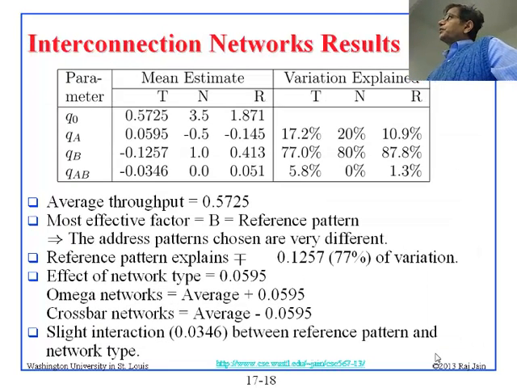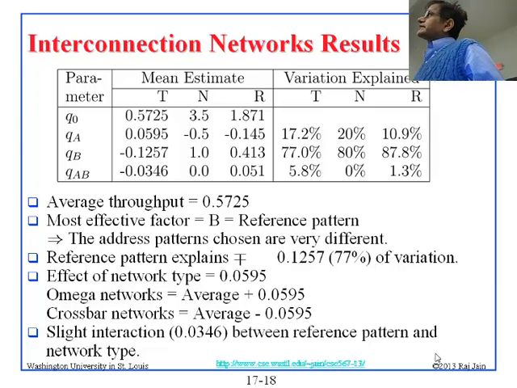If you did it for throughput, you will get q0 as 0.5725, qA as 0.0595, and qB as -0.1257, and qAB is this one, right? Let's concentrate on throughput for a minute. This one says the average performance is 0.57. The effect of A is 0.0595, the effect of B is -0.1257, and the effect of AB. What is AB? Interaction, right. So the interaction is this much.